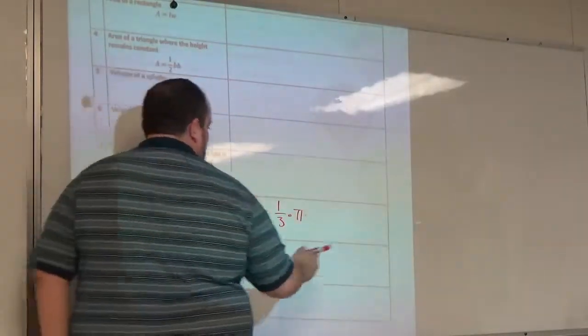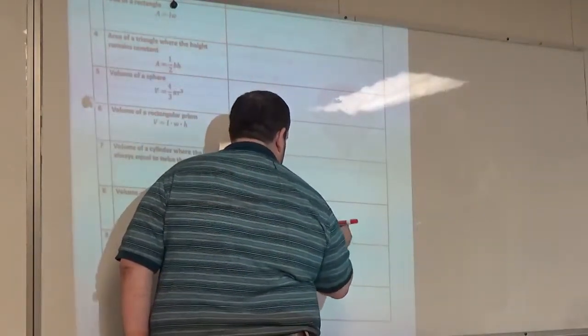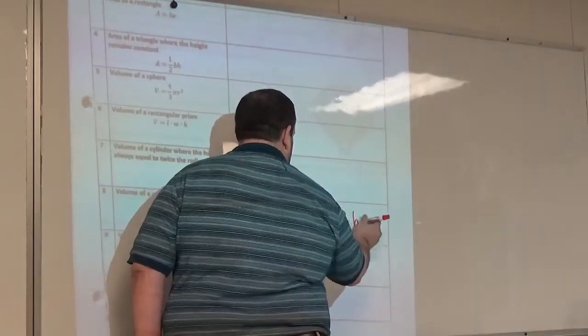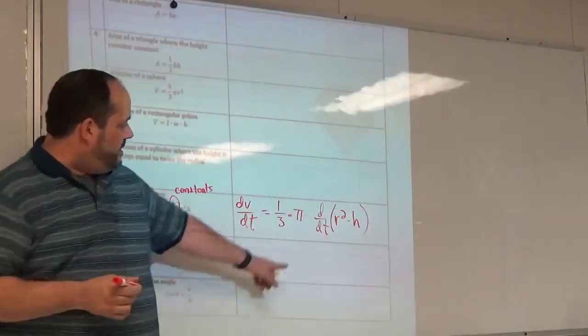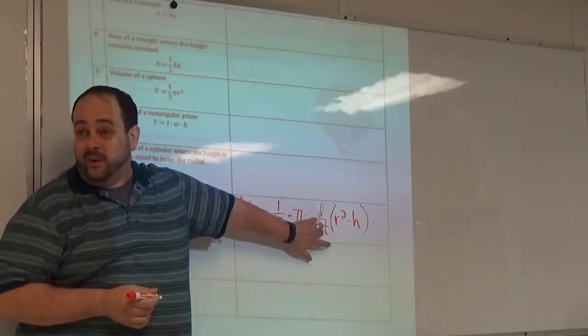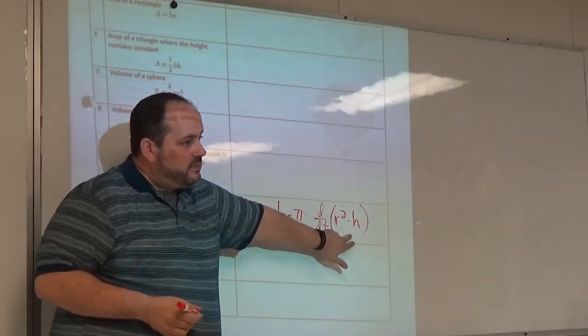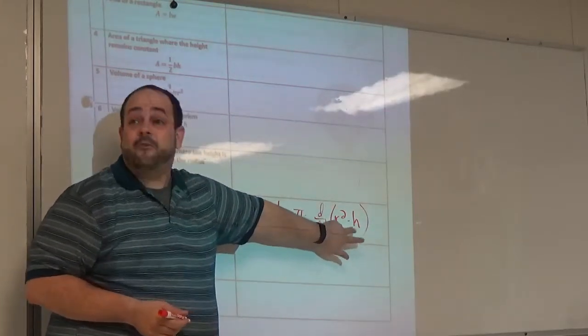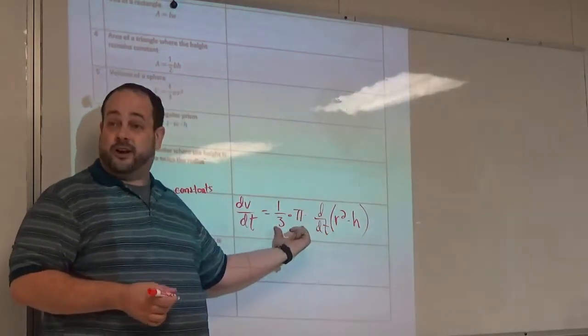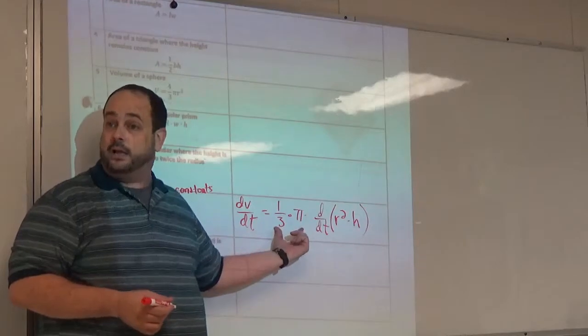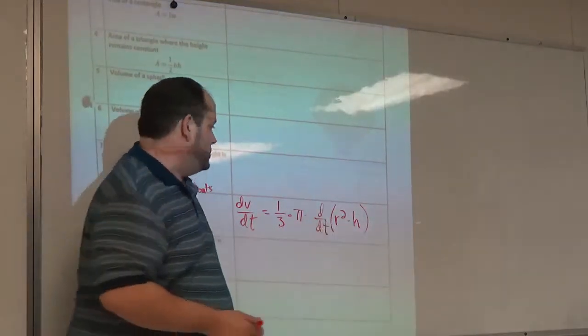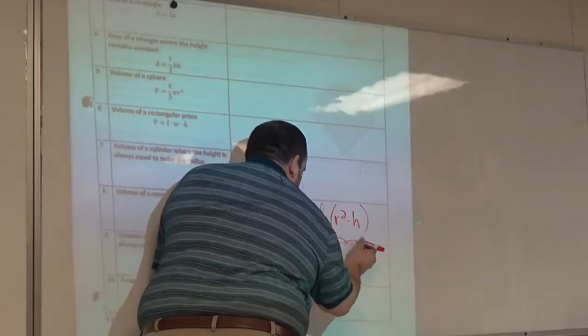So this is going to be 1/3 pi times the derivative of r squared h. The reason I'm going to write it this way for right now is that the only way I can find the derivative of r squared h is going to involve a product rule. I'm not ready for product rule if I'm still struggling over here with the 1/3 and the pi. So just write it this way. Now let's go and find that derivative.